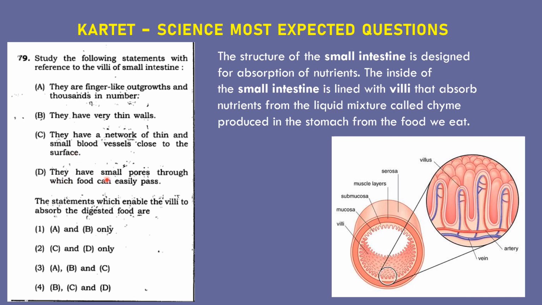Then the fourth one, they have small pores through which the food can easily pass. No, this is wrong. They don't have any pores. Can you see the pores here? No, they don't have any pores through which the food can easily pass. Therefore, the correct option for this one is option A, B, C. All the three are correct. The fourth one is the wrong one.